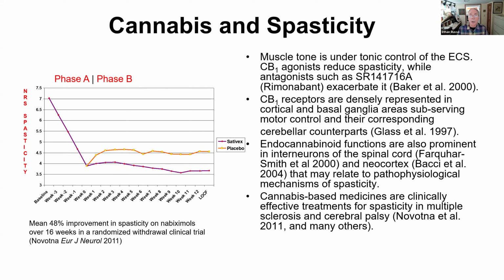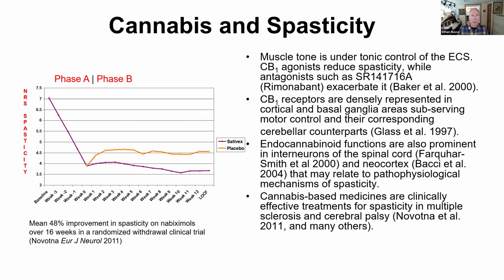How this works, we know that muscle tone is under tonic control of the endocannabinoid system. THC or other CB1 agonists reduce spasticity, while antagonists like SR141716A make it worse. The CB1 receptors are densely represented in the various areas of the brain and spinal cord that mediate muscle tone. And in the spinal cord, that's interneurons, etc.